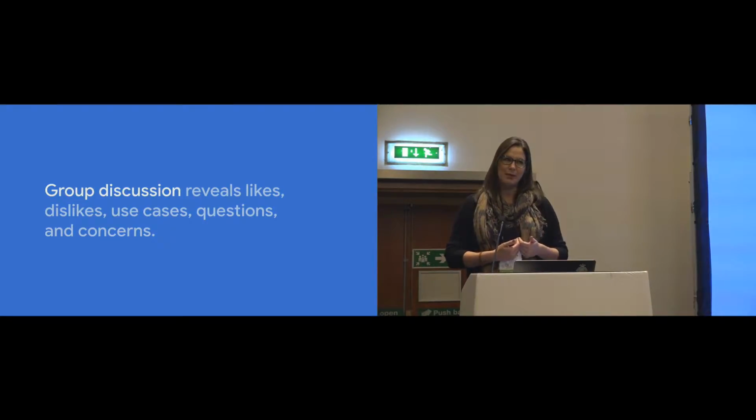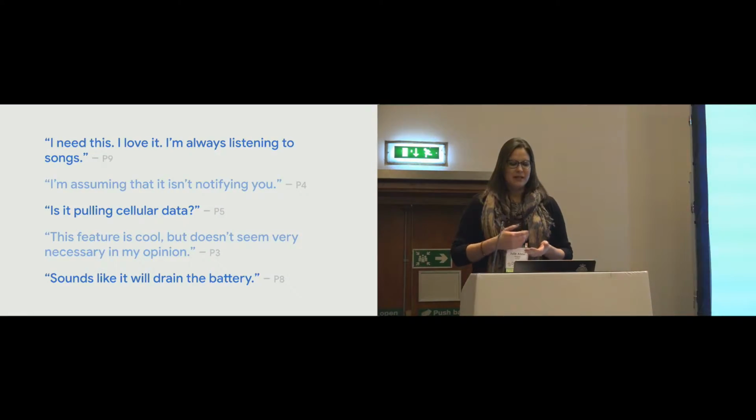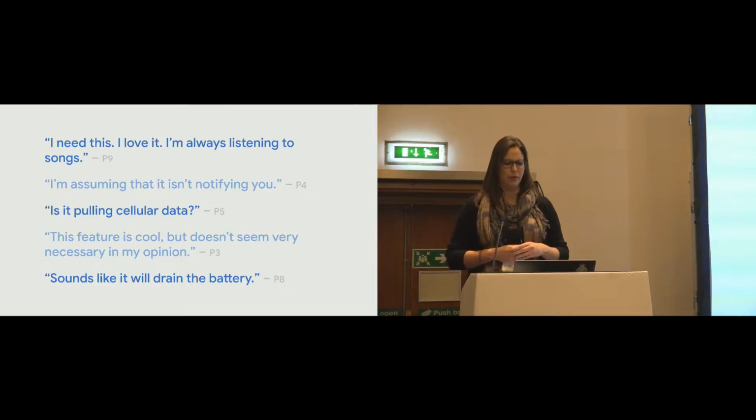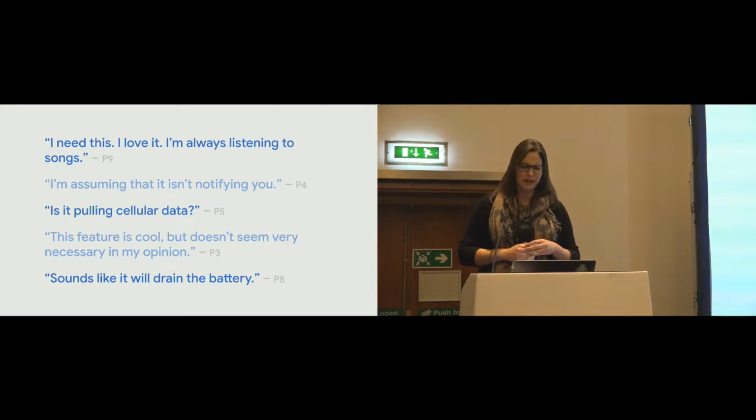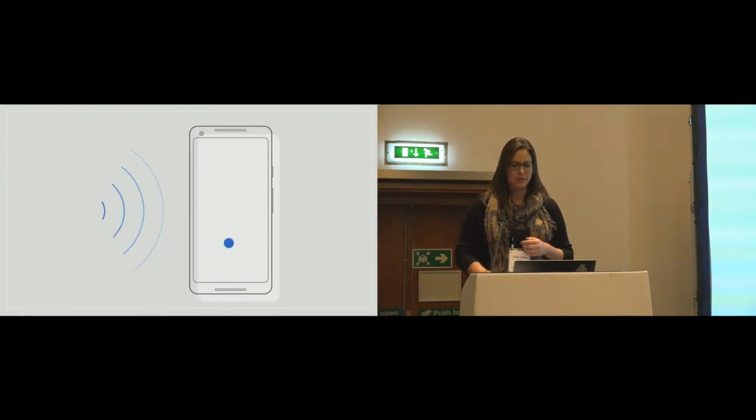So going back to our example of the music recognition need that was deemed popular with our users, we found that we were able to understand a little bit more around desirability. What kind of assumptions were our users making of this? For example, I'm assuming that this isn't notifying you, or is it pulling cellular data? We also get to find out about the appropriateness of the solution compared to the need. And finally, questions and concerns. What are those things that are going to be top of mind for our users?